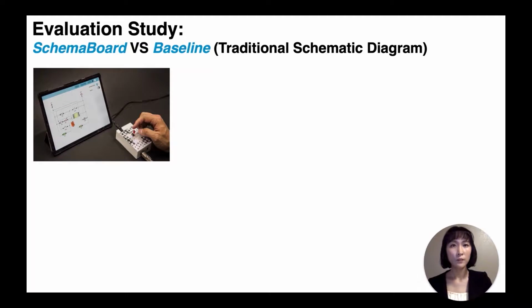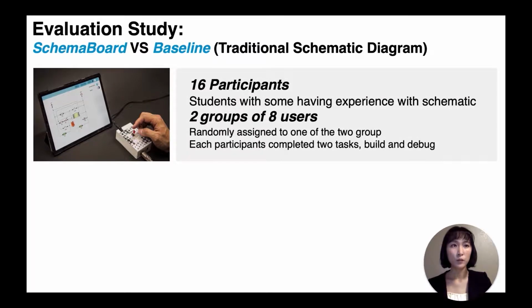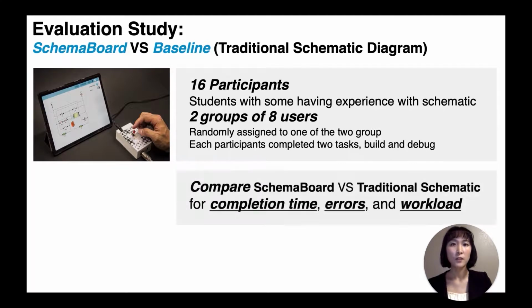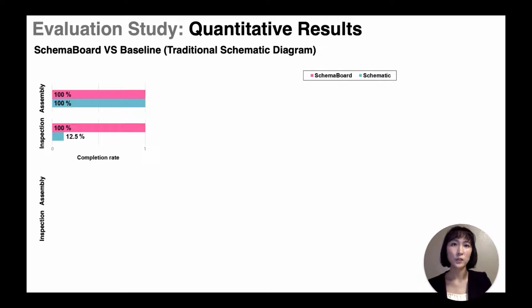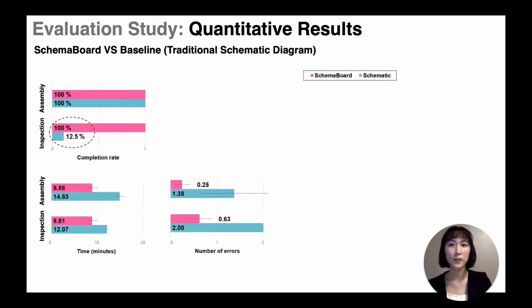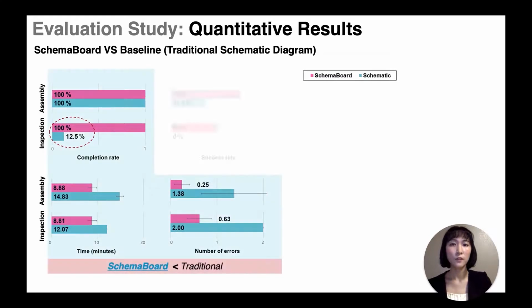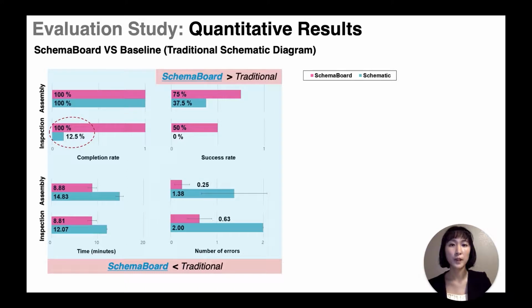We conducted an evaluation study with 16 makers to compare the task of assembly and inspection of circuits using either SchemaBoard or a baseline involving traditional use of schematic diagrams. In the quantitative results, completion rates were significantly higher in the inspection task for the SchemaBoard group. Also, SchemaBoard led to significantly faster performance with fewer errors than baseline. The success rate of the SchemaBoard group was higher than the baseline group in both assembly and inspection.